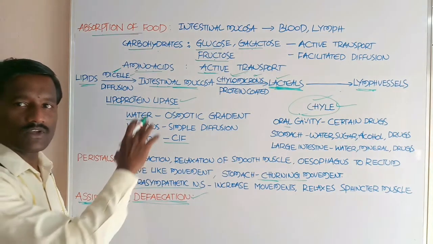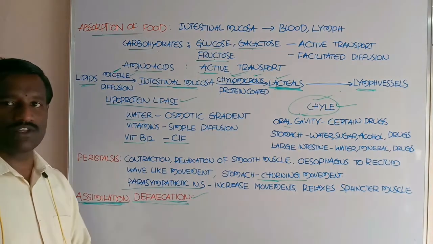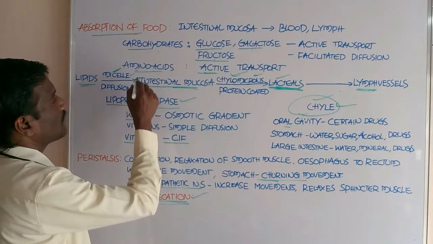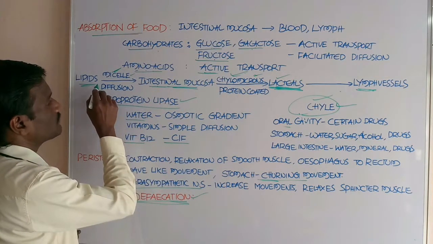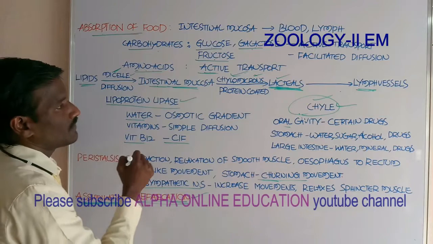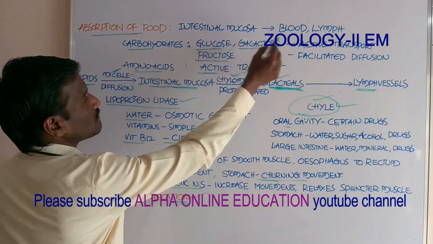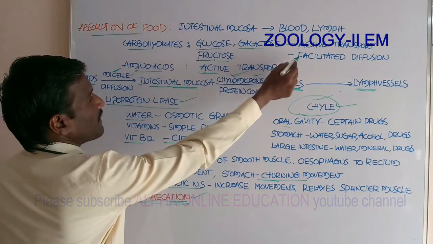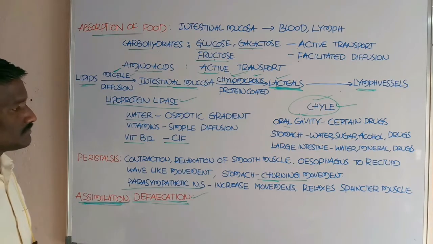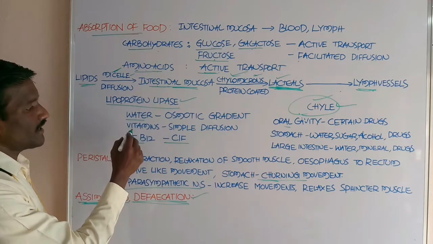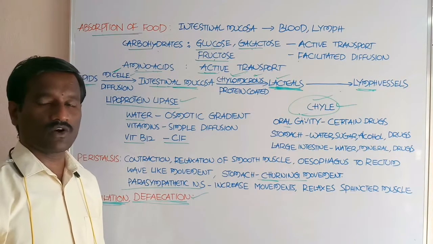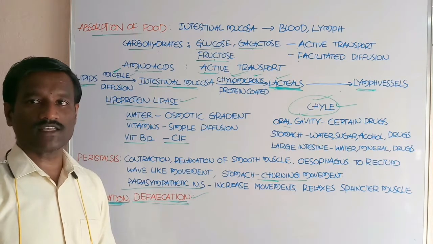Okay, students, this is an account of the absorption of the different types of food particles: glucose, galactose, fructose, and amino acids; next, fatty acids and glycerol, water, vitamins, vitamin B12. Glucose and galactose are absorbed by active transport, fructose by facilitated diffusion, amino acids by active transport. Water is absorbed by osmotic gradient, vitamins by simple diffusion. Okay, this is about the absorption of digested food particles.